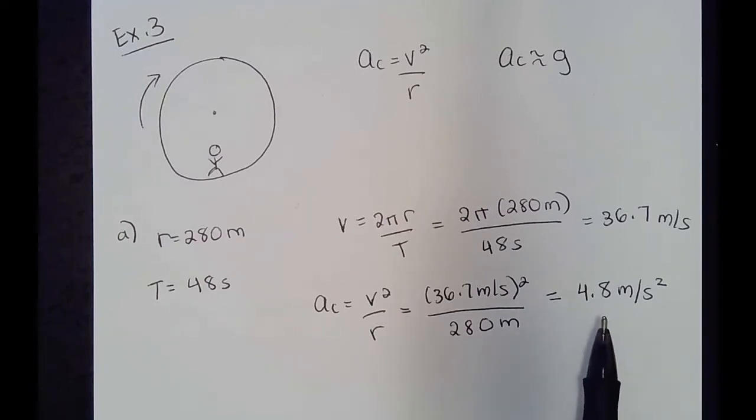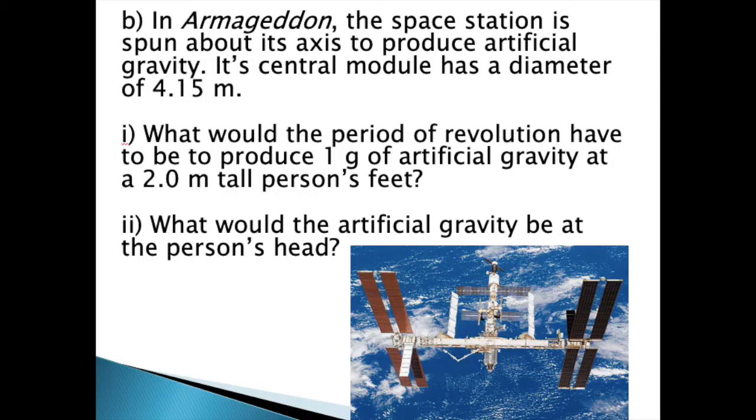So in the movie, this is not quite equal to g, right? We'd need 9.8. That's about half of the acceleration needed, but if the astronauts are not appearing to be weighted in the same way to the floor, maybe they are experiencing less acceleration, right? Okay, let's look at B.